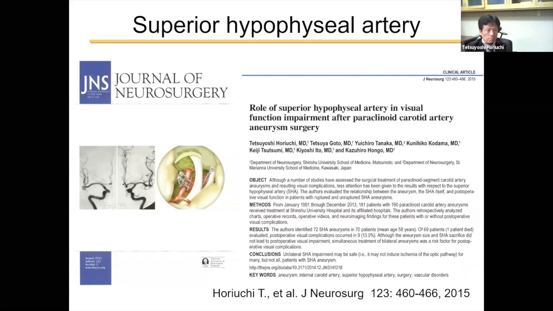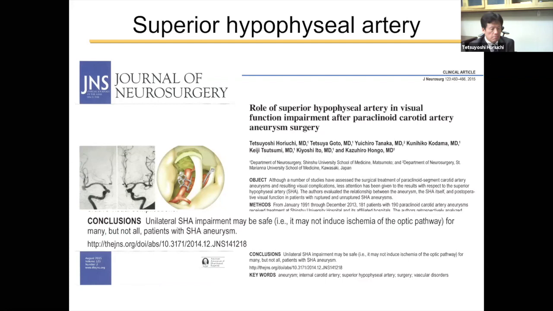In 2015, I analyzed the visual disturbance in patients with paraclinoid carotid artery aneurysm. I studied whether superior hypophysial artery sacrifice induces visual impairment or not. In this article, I conclude the unilateral superior hypophysial artery sacrifice may be safe in many, but not all cases.